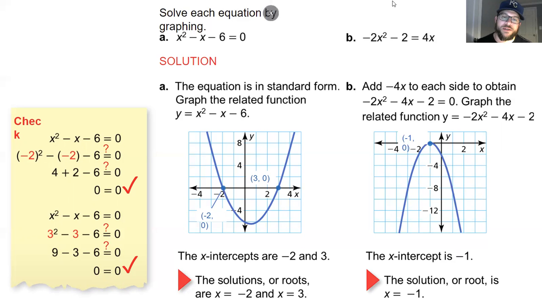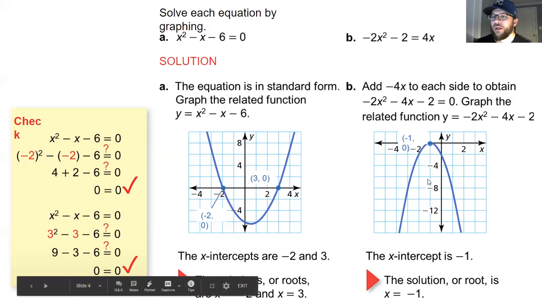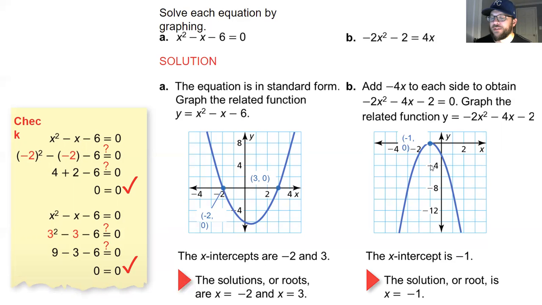So a couple possible solutions. You could get it crossing twice here. You could get it crossing once. Or if this graph was even shifted down and your vertex was down here, it would never cross the x-axis. But again, you're never going to have more than 2 solutions to quadratic equations.